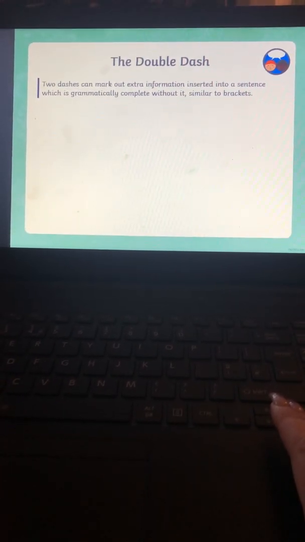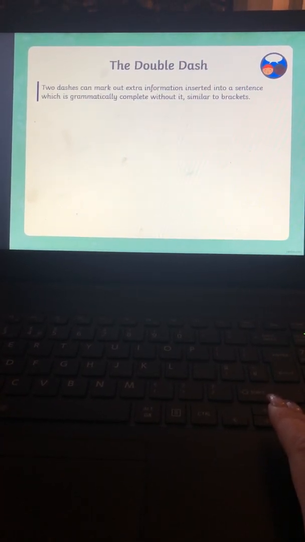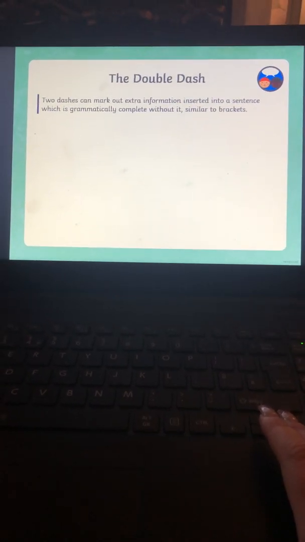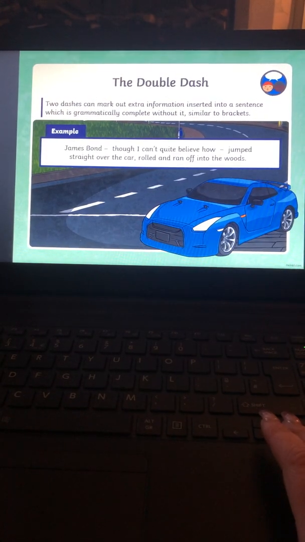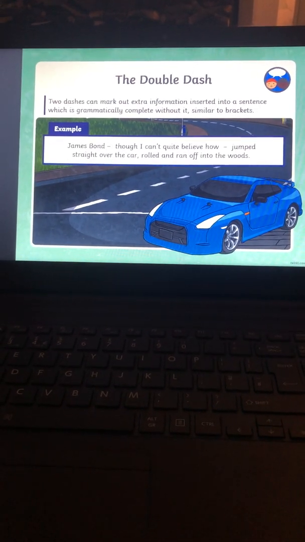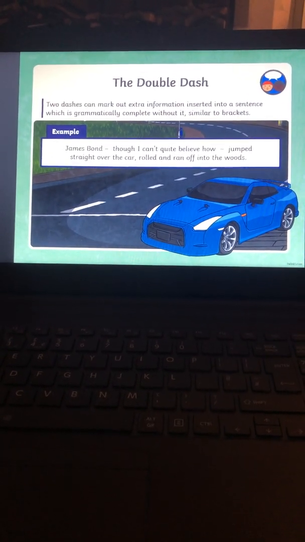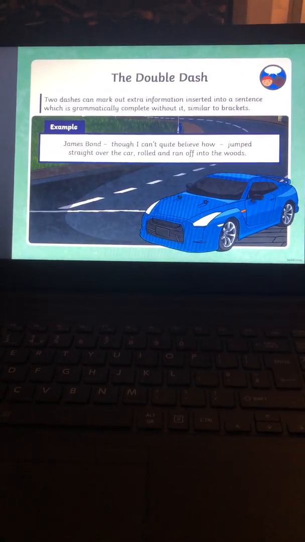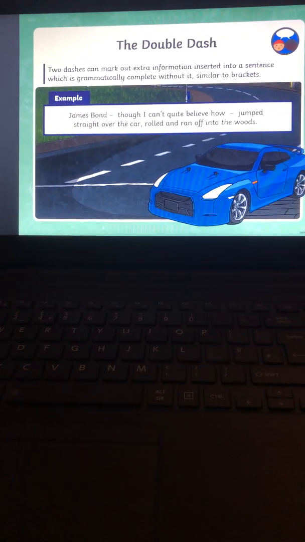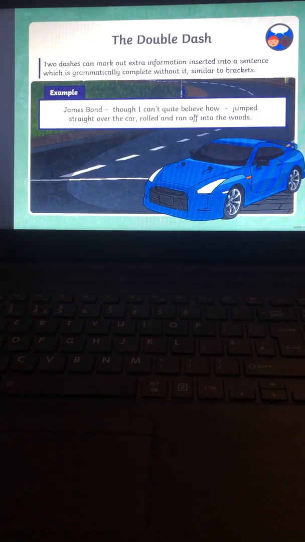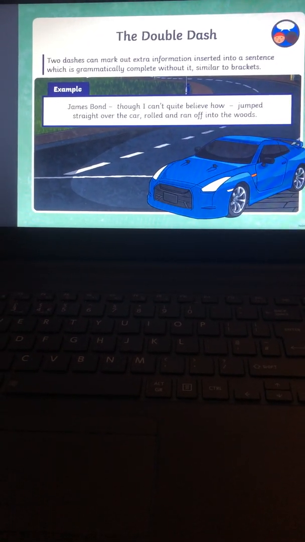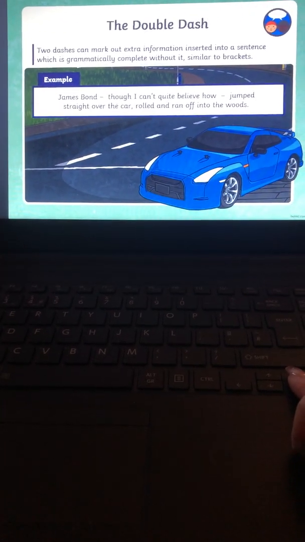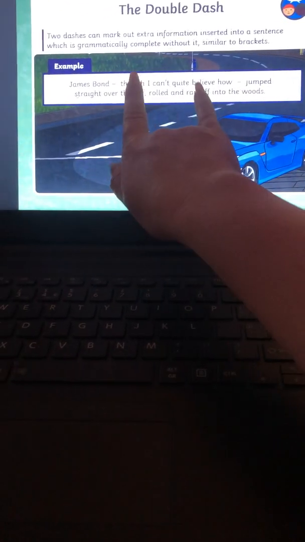So two dashes mark out extra information inserted in a sentence which is grammatically complete without it, similar to brackets. So: James Bond, though I can't quite believe how, jumped straight over the car, rolled and ran off into the woods. If we were to take that extra information away, we would have: James Bond jumped straight over the car, rolled and ran off into the woods. It would still make sense without that parenthesis there.